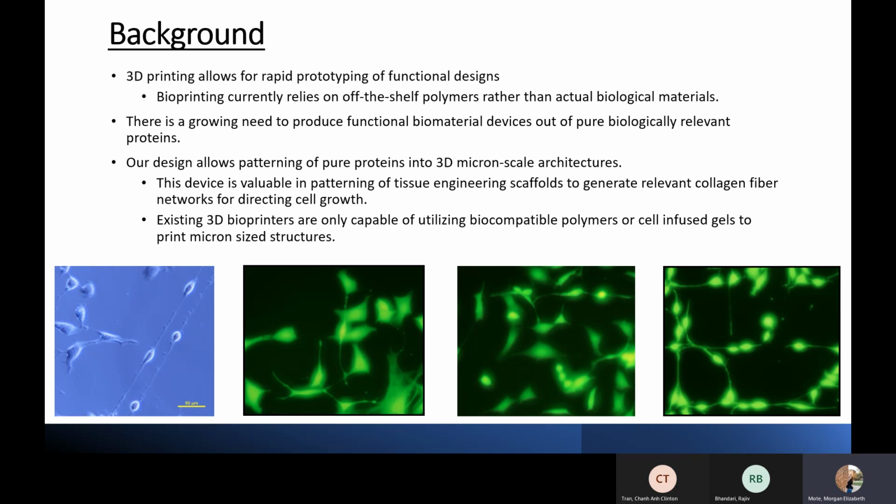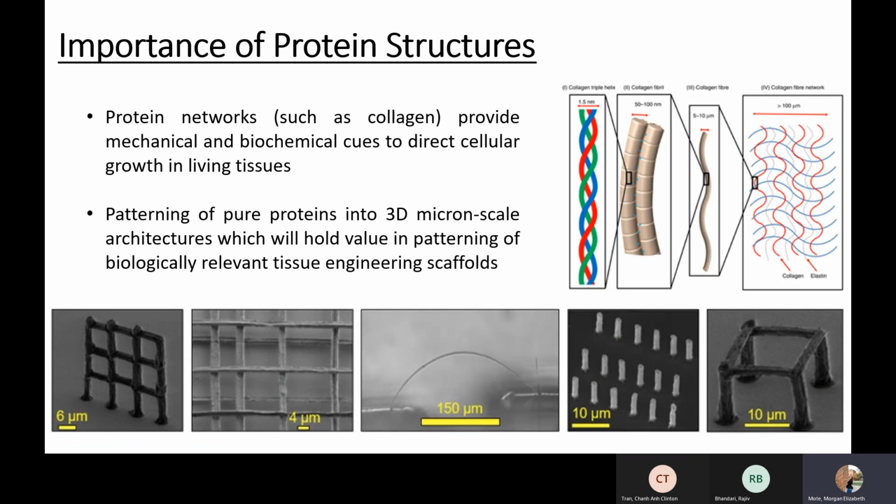Below, we can see one live cellular staining and 3 fluorescent staining images of collagen cells. The reason it's important to develop this technology is because only biologically derived protein networks, such as collagen, are able to provide the biomechanical and biochemical cues to direct cellular growth in living tissues. In the photo to the right, we can see the hierarchy of collagen, and in the images below, we can see different 3D matrix structures that are also made of collagen.